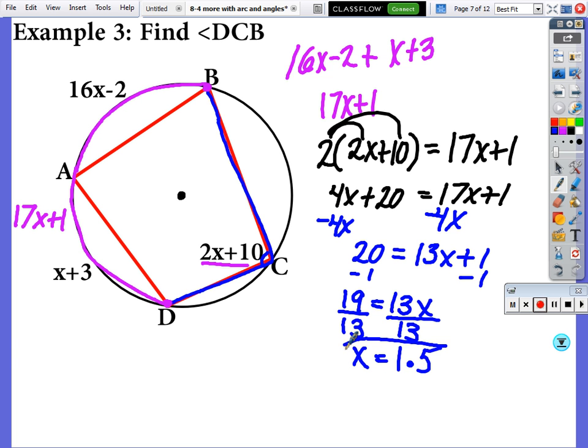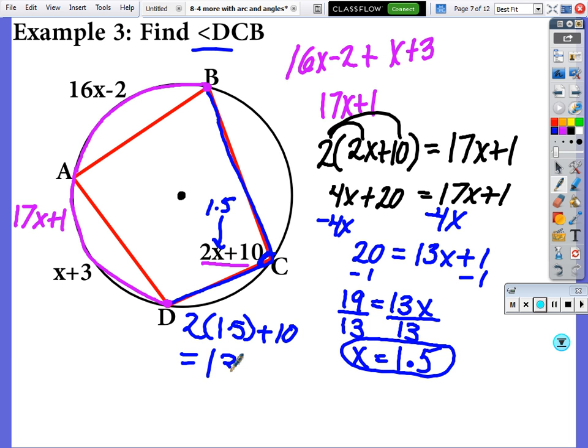Well, that's not our completely final answer. Yes, we need that, but we're going to find angle DCB, which we know is right here. So we know the angle DCB is 2x plus 10. We do know x now, so x is 1.5, so just substitute it in. 2 times 1.5 plus 10 is equal to 13. So angle DCB is equal to 13. Any questions? 13.